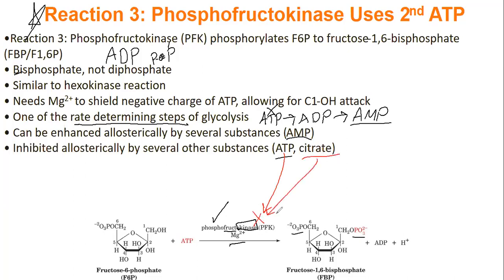Citrate, same idea. Citrate is made in the citric acid cycle. If you have a lot of citrate, then it's going to say you have a lot of energy already made or going to be made very soon. So stop wasting glucose through glycolysis. This is something we talked about in the first two lectures, feedback inhibition, where citrate is made from the citric acid cycle, which is made from glycolysis. So it's actually going back up the chain to inhibit PFK.